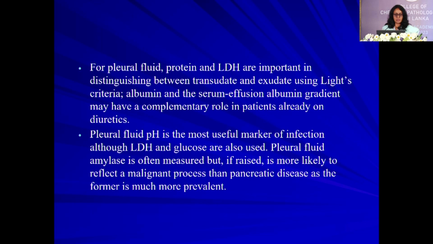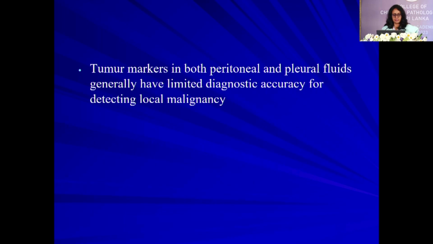Pleural fluid amylase is often measured, but if it is raised, it is more likely to reflect a malignant process than a pancreatic disease, as the former is much more prevalent. That means if you get a positive amylase in a pleural fluid, it has more chance to be a malignant disease other than a pancreatic disease. Tumor markers in both peritoneal and pleural fluids generally have limited diagnostic accuracy for detecting local malignancy. So, we are not going to perform tumor markers in peritoneal or pleural fluids.